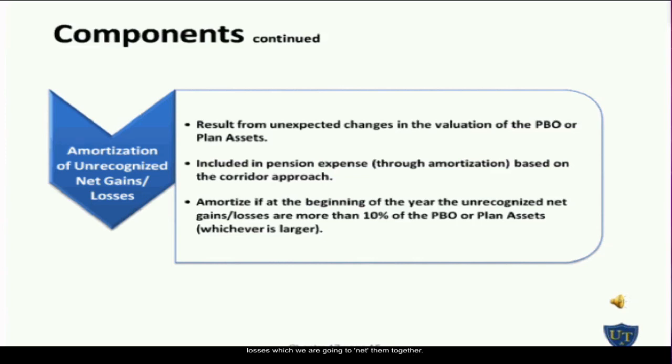We're going to net them together, and when the net amount becomes large enough that it goes beyond the corridor, the safe harbor, the company has to begin recognizing. So we'll apply what's called the corridor test and begin recognizing the net gains or losses when they exceed the corridor. And the corridor, the safe harbor, is 10% of whichever is larger, the pension liability, the PBO, or the plan assets. So at that point, the company would begin to amortize, pull into pension expense, part of that amount in excess of the corridor. That would be recognized on a straight line basis.